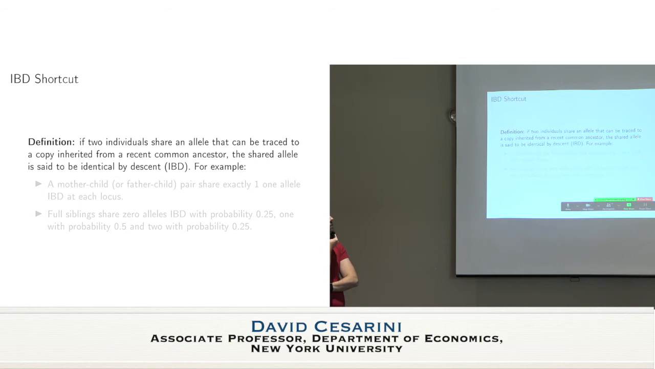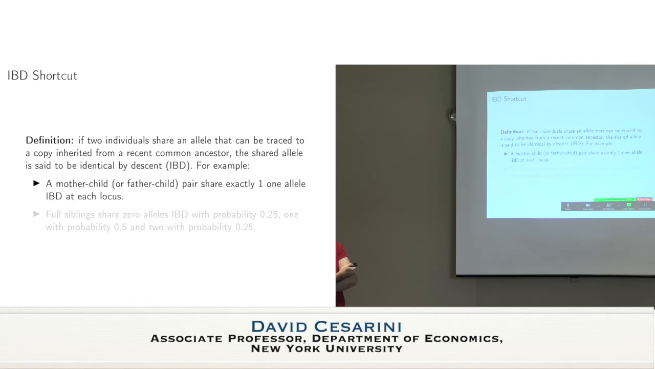To learn about the shortcut, we need to define the concept of identity by descent. The definition that we'll be working with is: if two individuals share an allele, and you can trace it to the same copy of the allele that was inherited from a common ancestor, then the shared allele is said to be identical by descent. So here's an example. A mother-child or father-child pair share exactly one allele identical by descent in a randomly mating population without inbreeding.